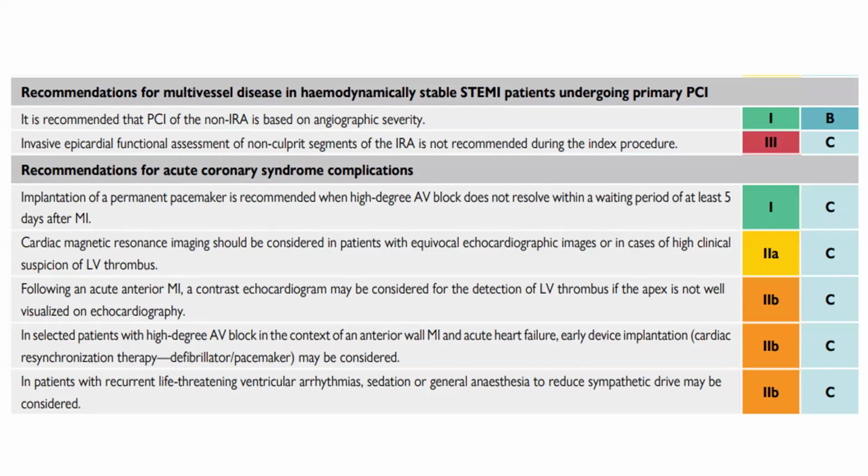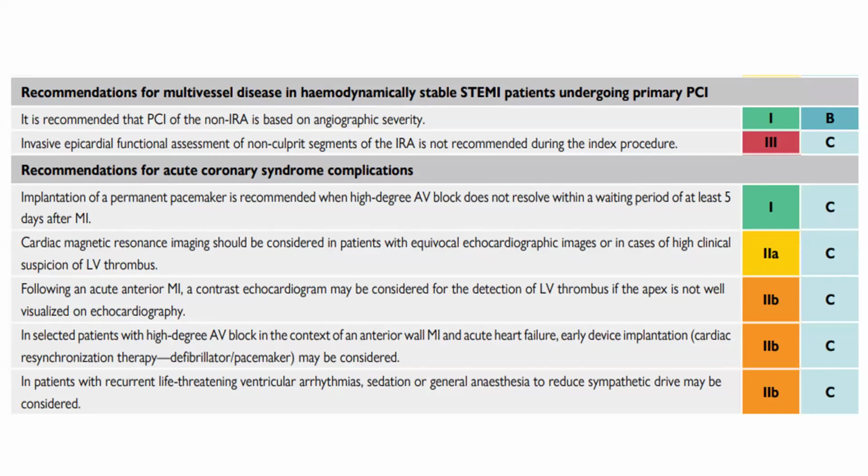Now, with respect to complications, implantation of a pacemaker is recommended when high-degree AV block does not resolve within a waiting period of at least 5 days after the MI. And it's a class 1 recommendation. Cardiac MRI imaging should be considered in patients with equivocal echocardiographic images or in cases of high clinical suspicion of LV thrombus. That is 2A.